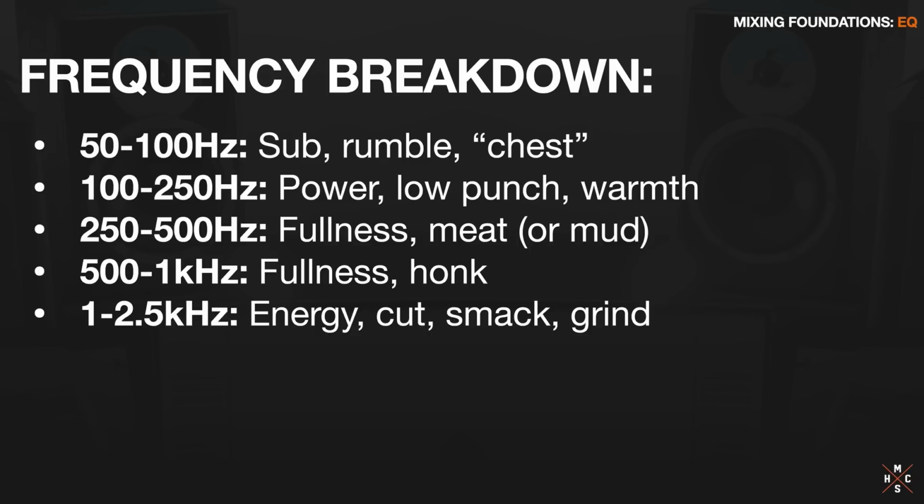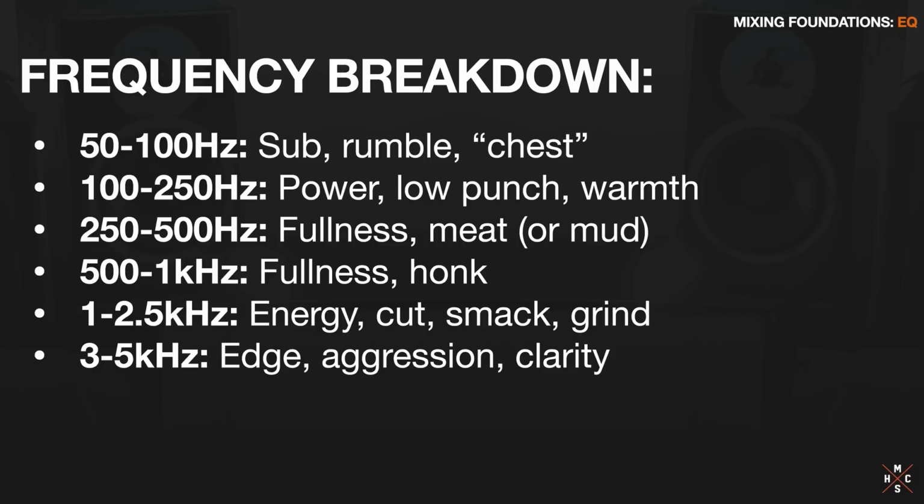And on drums, if you boost in the 2 to 2.5K area, you'll get a lower smack attack on it. Then at 3 to 5K, this area adds more edge to a sound. It helps it cut through the mix, but in a more aggressive way. It can also add some clarity to guitars and vocals as well. And on drums, it's more of an edge than the smack attack down at 2K. Between 3 and 5, you get more of an edgy attack.